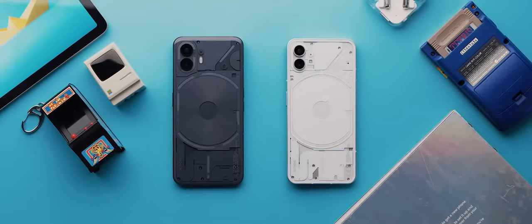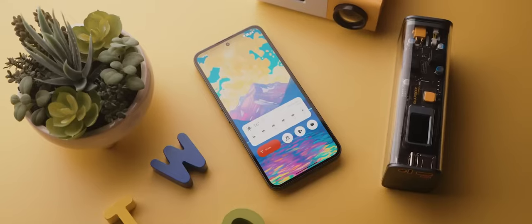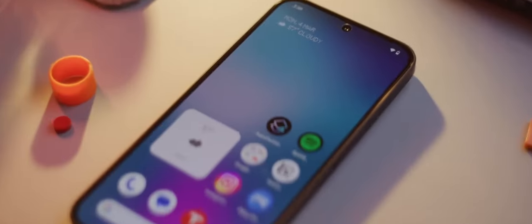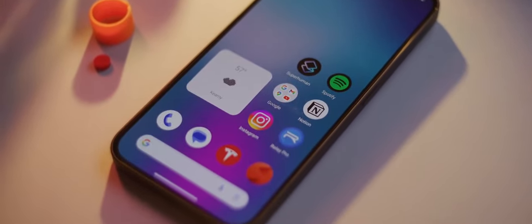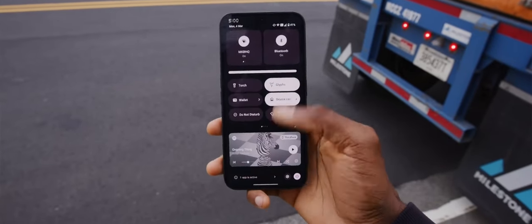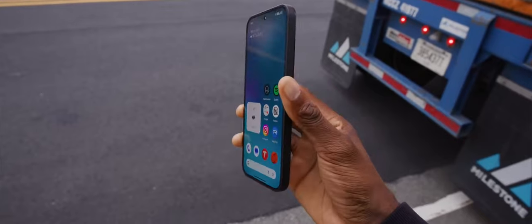In conclusion, while the Nothing Phone 2A and the Nothing Phone 2 share many similarities, they also have notable differences that cater to different user preferences and budgets. Whether you prioritize affordability, specific features, or performance, both phones offer compelling options within their respective price ranges. Ultimately, the decision between the two depends on your individual needs and priorities.